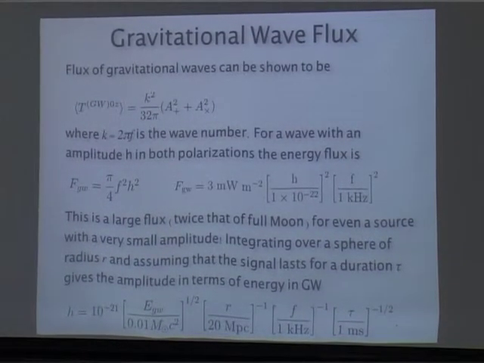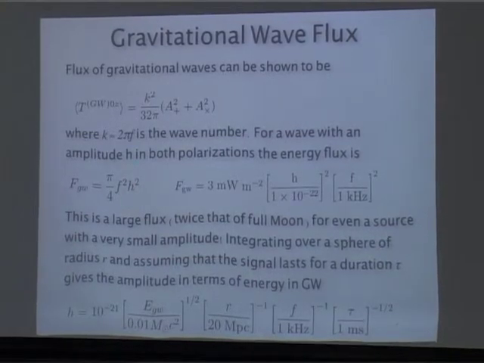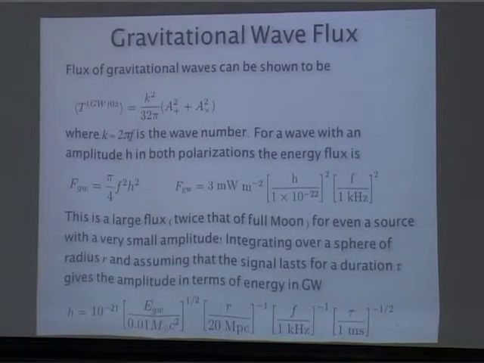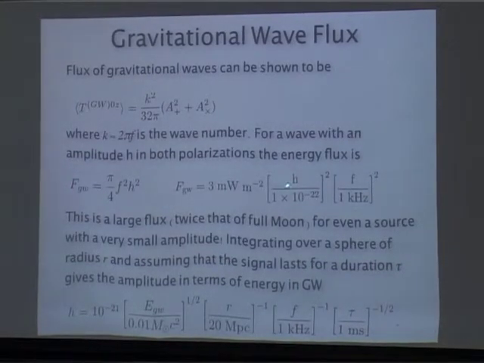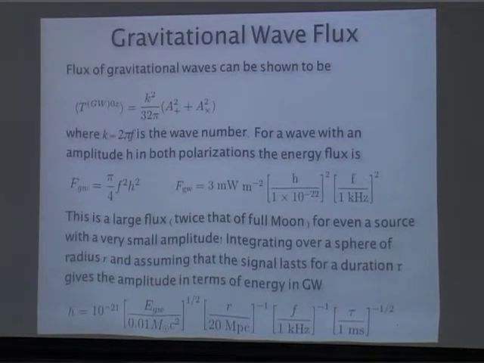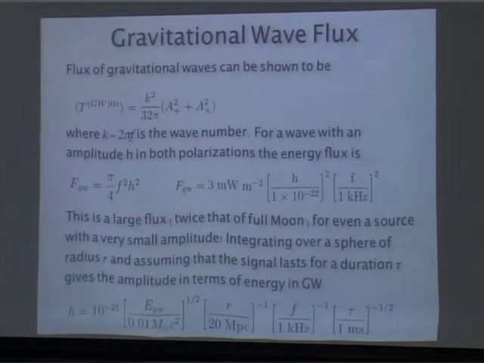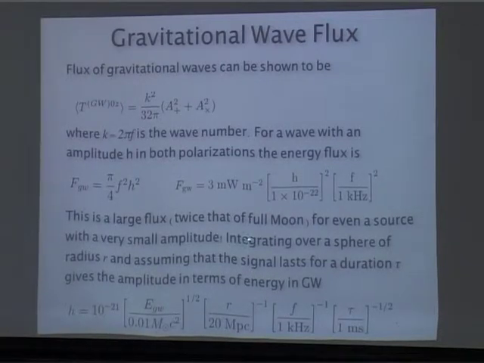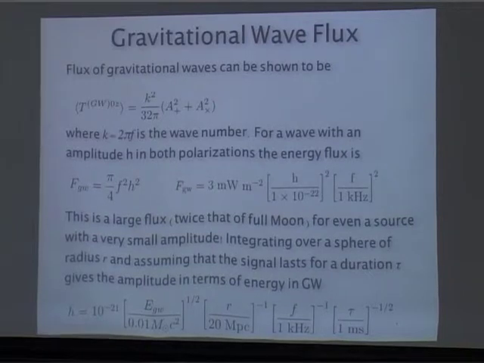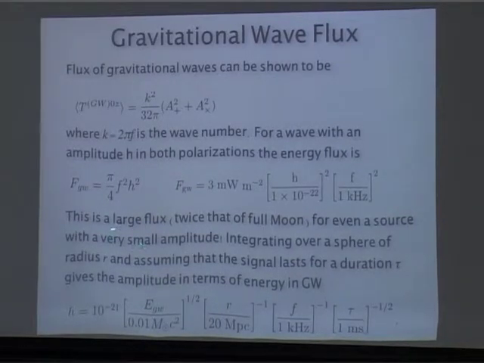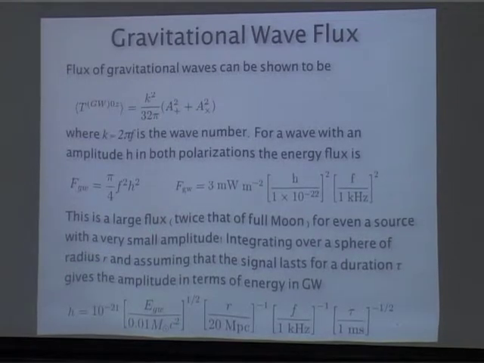And that's what I did. I took my favorite source, and for that I computed the flux of gravitational waves by putting back c and G and all the stuff. Then I discovered that if I put this amplitude h of 10 to the minus 22, irrespective of where the source is, remember that's what I used in the previous slide, and I assume the waves come off at 1 kilohertz, then I get 3 milliwatt per meter squared. Even if I put the source at something like the Virgo supercluster, I might be able to generate a flux that is twice that of the full moon for such a small amplitude.